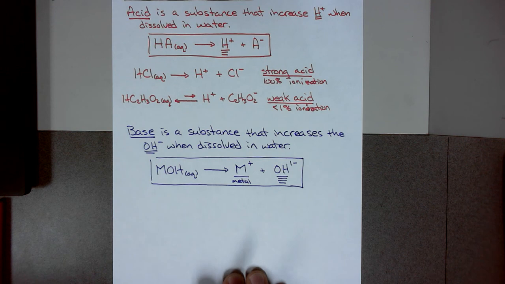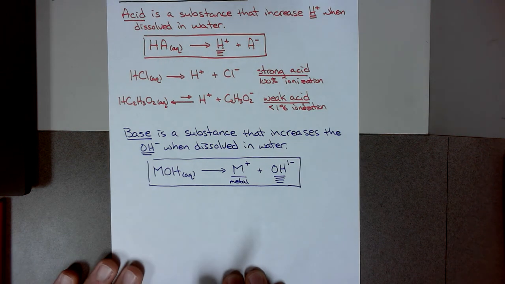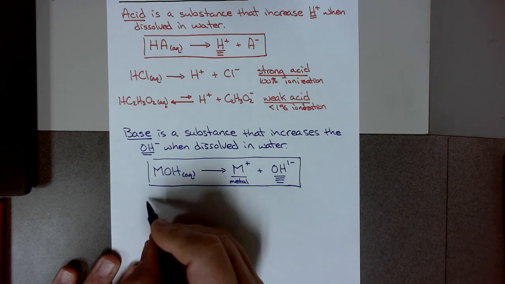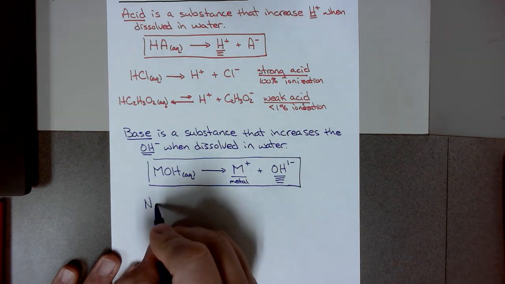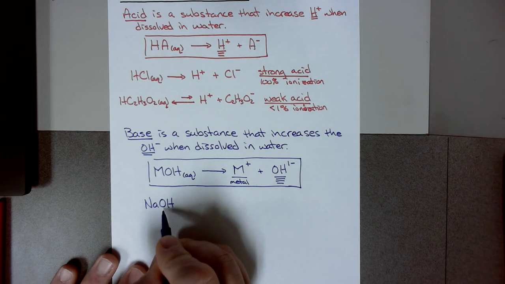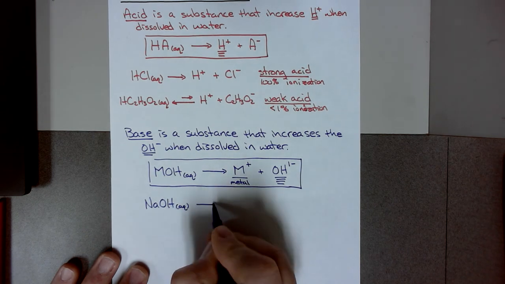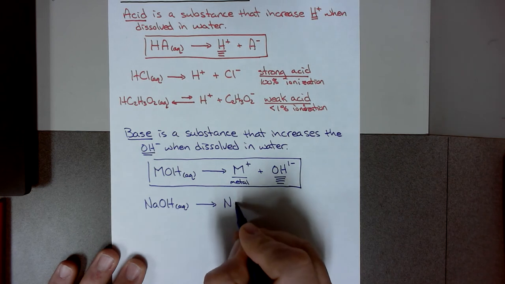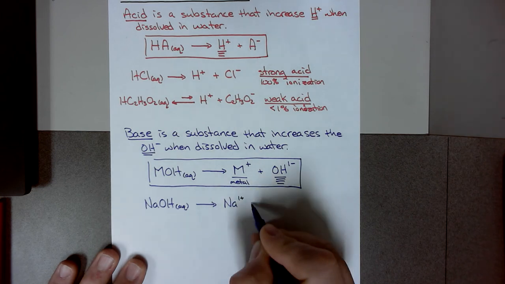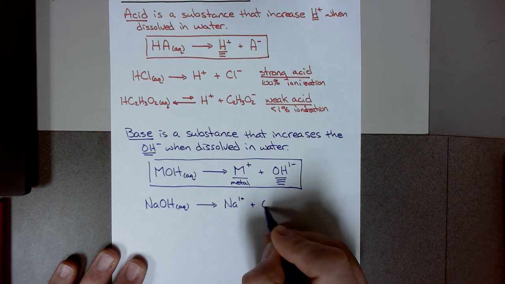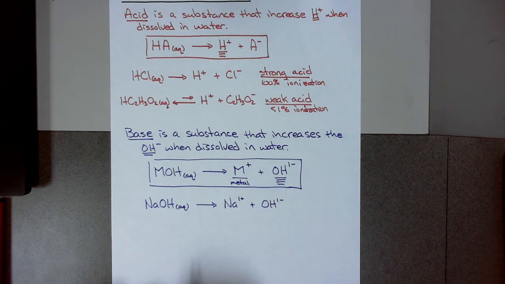Now, almost all bases are strong bases because they're ionic compounds, and ionic compounds completely dissociate. But let's go through a couple. Let's say we have NaOH. The OH is what makes it basic. It's aqueous, so that means it dissociates 100% into sodium 1+ ions, that's the metal, and OH 1− ions. That's what makes it basic.